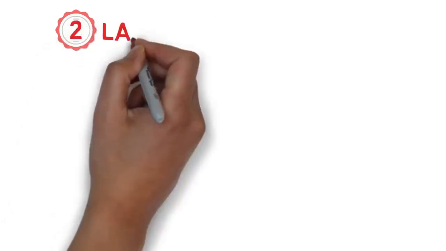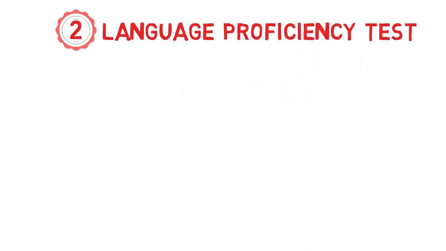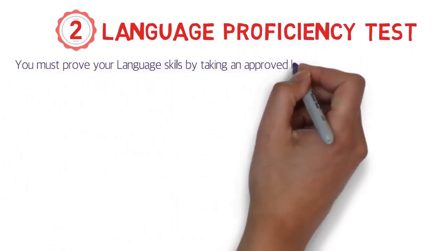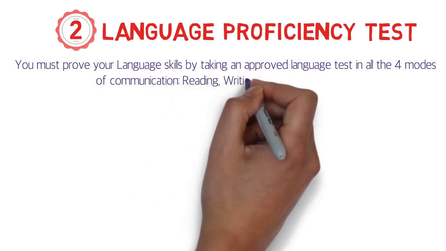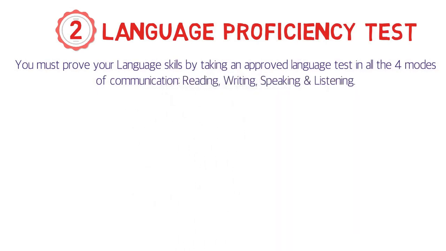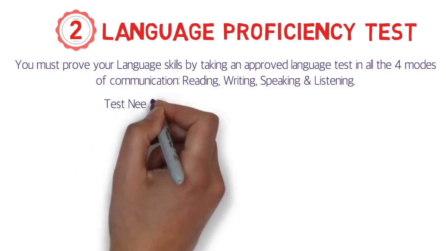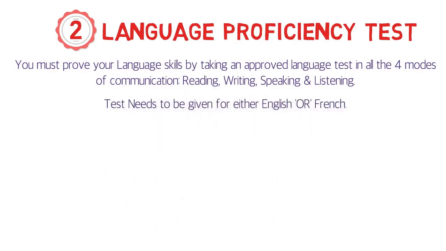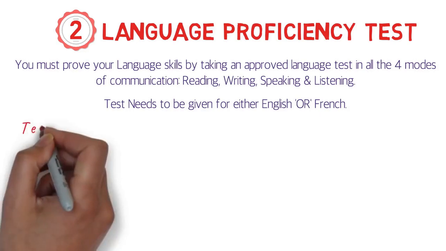Now the second one, language proficiency test. You must prove your language skills by taking an approved language test in all the 4 modes of communication: reading, writing, speaking, and listening. The test needs to be given for either English or French. You can appear for both English and French and you would get additional points for it. So if you know both English and French, it would be an added advantage for you.